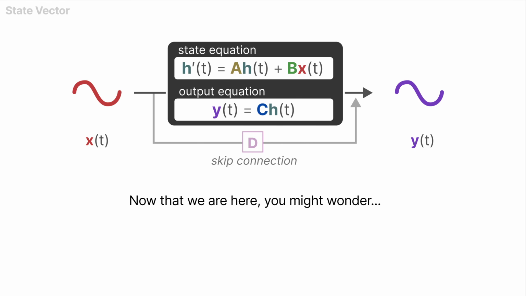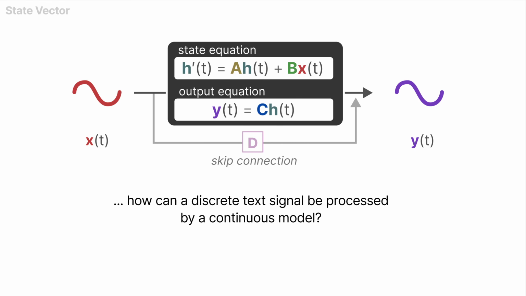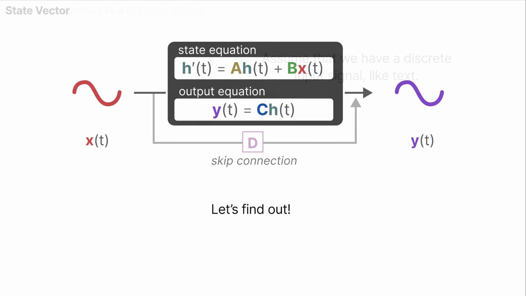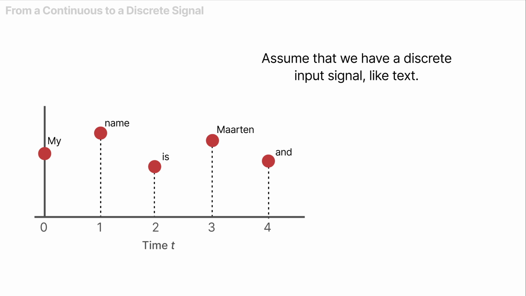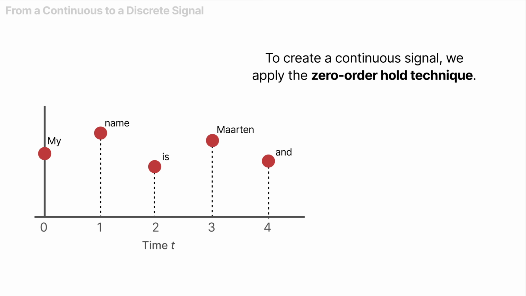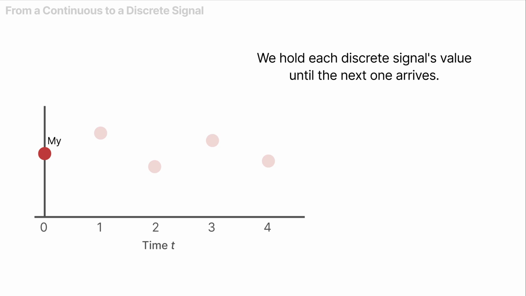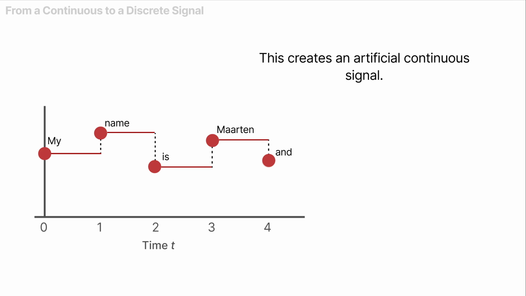Now that we are here, you might wonder, how can a discrete text signal be processed by a continuous model? Let's find out. Assume that we have a discrete input signal like text. To create a continuous signal, we apply the zero-order hold technique. We hold each discrete signal's value until the next one arrives. This creates an artificial continuous signal.